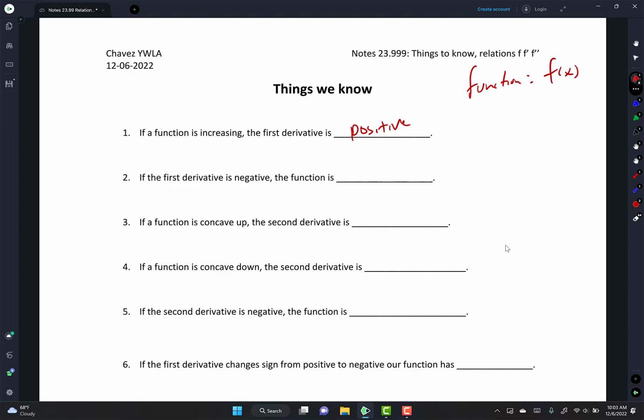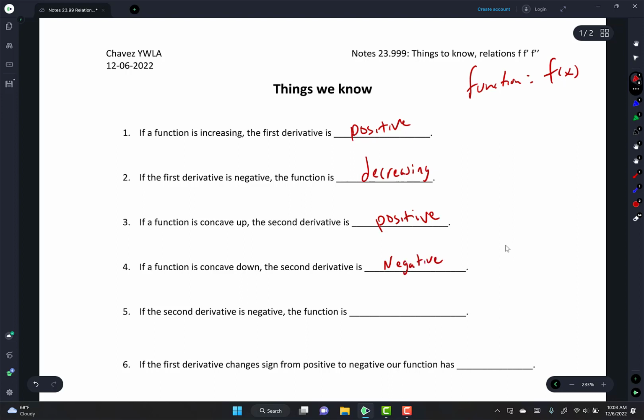If the first derivative is negative, the function is decreasing. If a function is concave up, now don't answer real quick. Think about it before you answer. If a function is concave up, the second derivative is positive. If a function is concave down, the second derivative is negative.